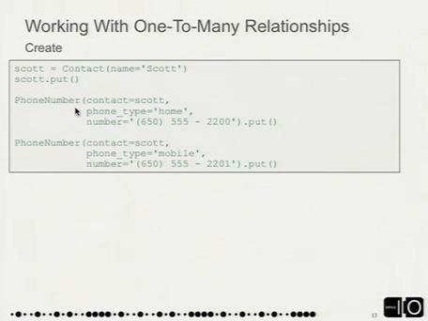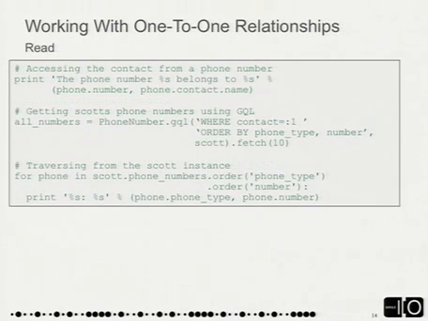That's very easy. It's a very convenient shorthand. In order to create the relationship between phone number and Scott, we actually pass Scott into the constructor, assigning it to the contact property. Remember, contact was the reference property that we defined. Okay? And we created two numbers, a home phone number and a mobile phone number.